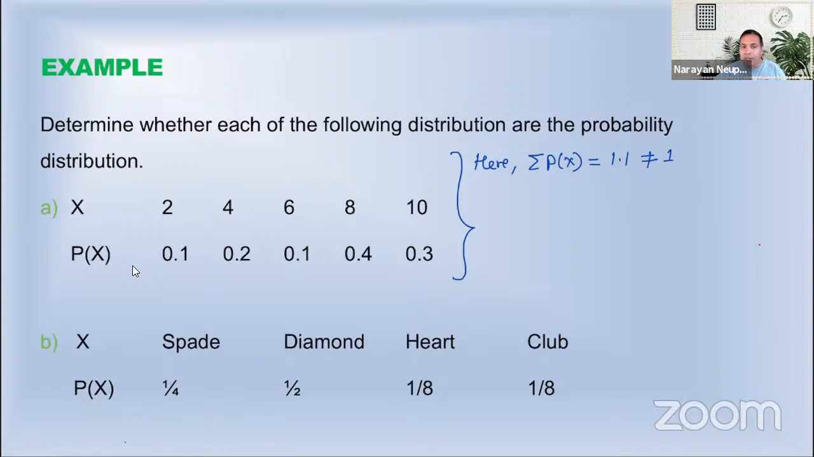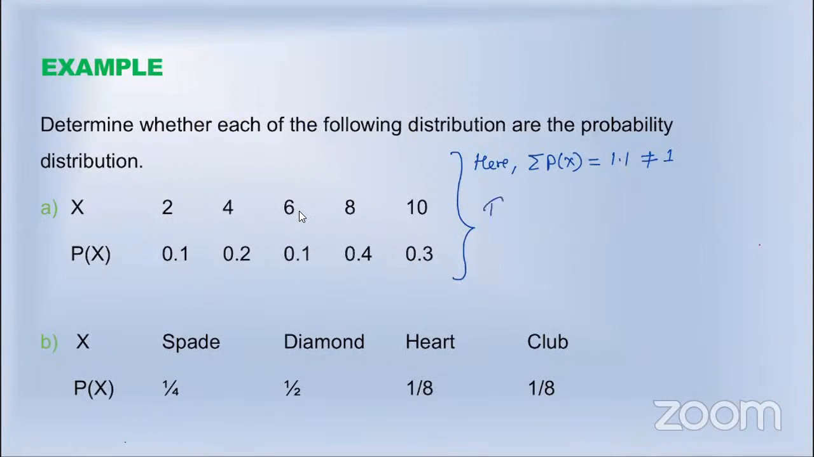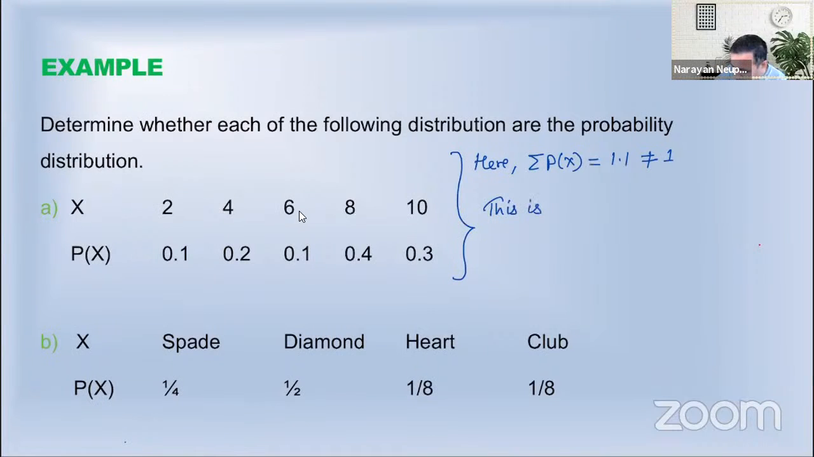Here, when you add all probabilities, it is not 1. So is this a probability distribution? No, this is not a probability distribution.